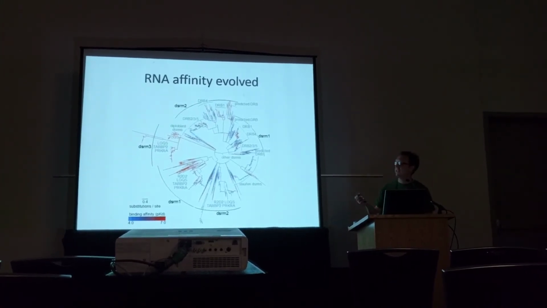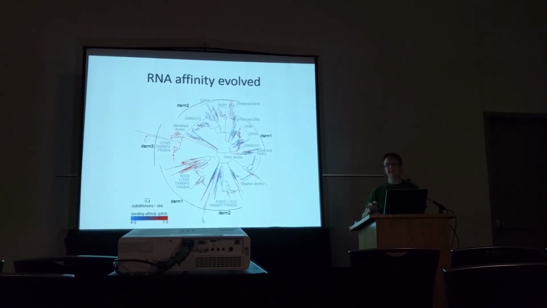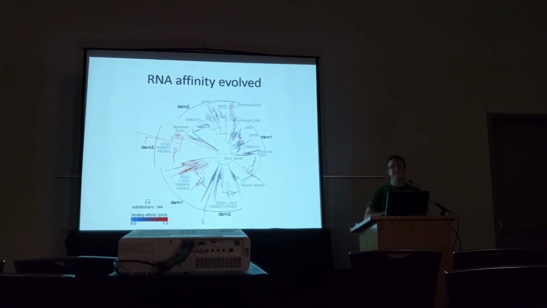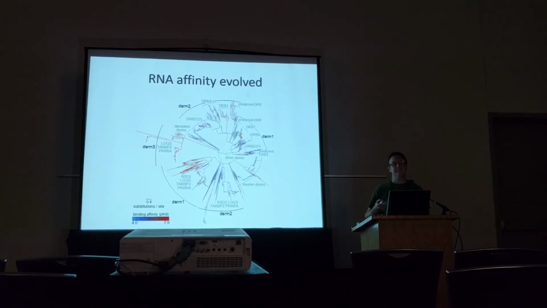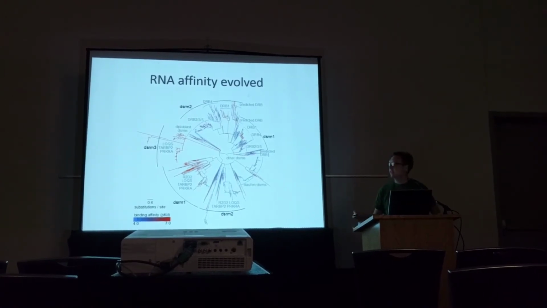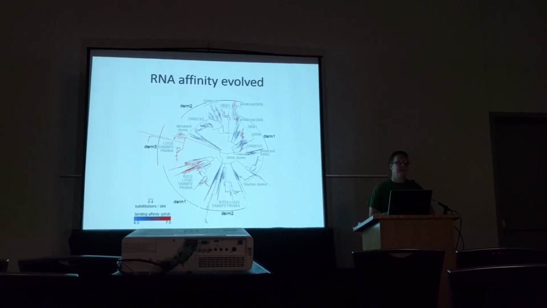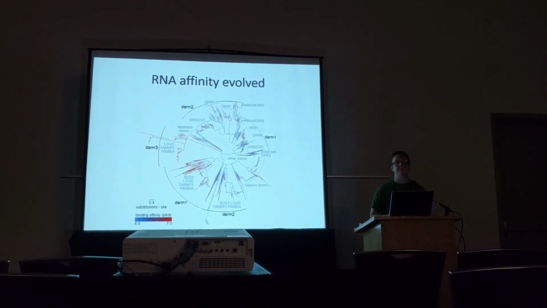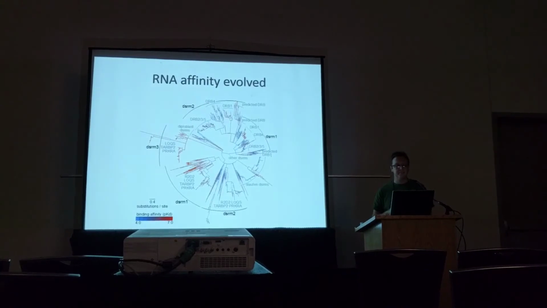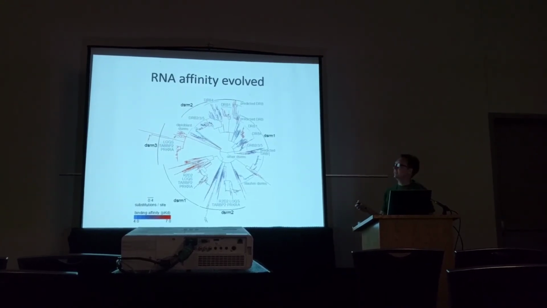So this is the same phylogeny as before. We've colored the branches so that red indicates high affinity for RNA. So a red branch is a protein that binds RNA very tightly, and a blue branch is a protein that doesn't bind RNA tightly. So it probably functions in protein-protein interactions. And there's a few things that we see from this tree.